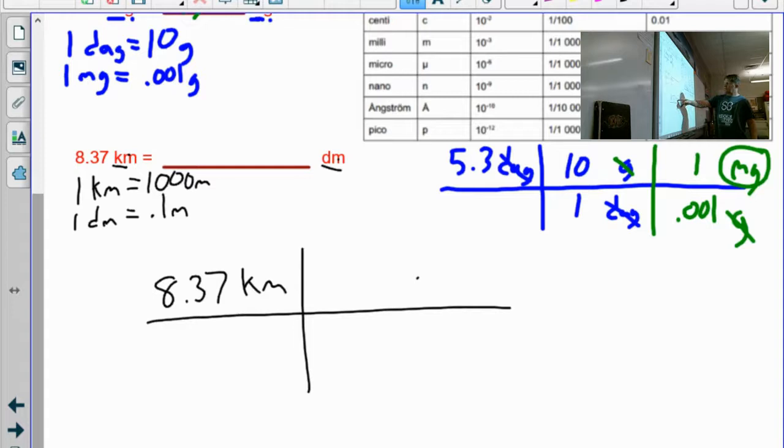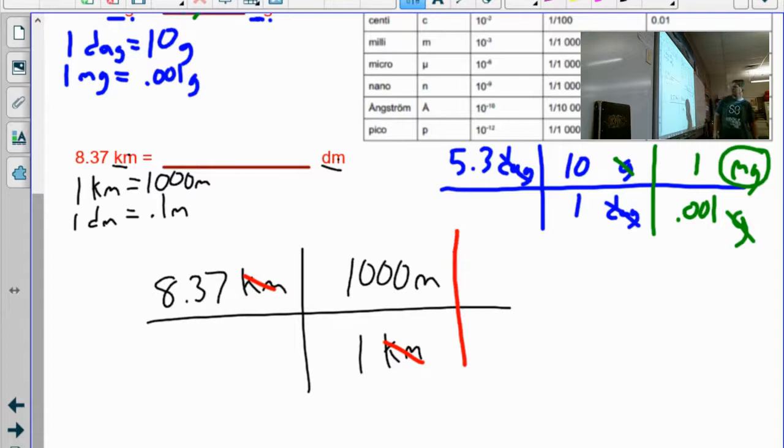I want to get rid of kilometers, so I'm going to put that at the bottom, and it's going to be the 1, so 1 kilometer. And then I'm going to put my 1,000 meters above that. My kilometers are going to cancel out, and my answer so far will be in meters.